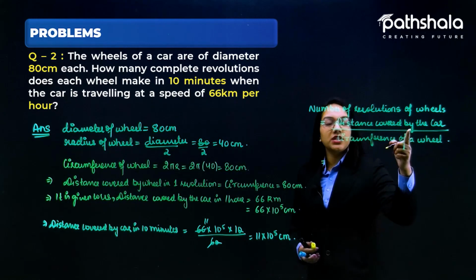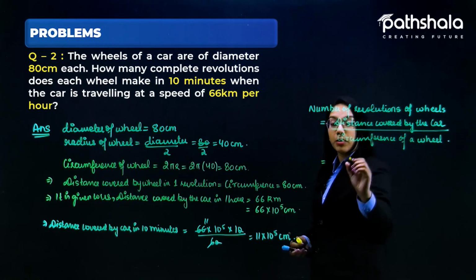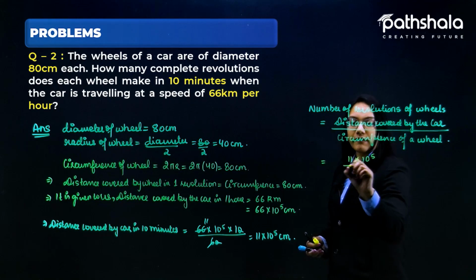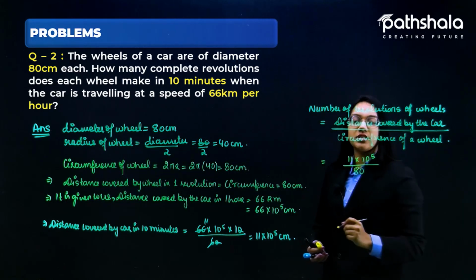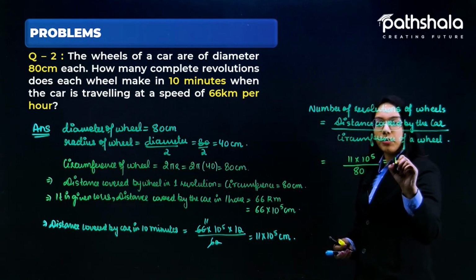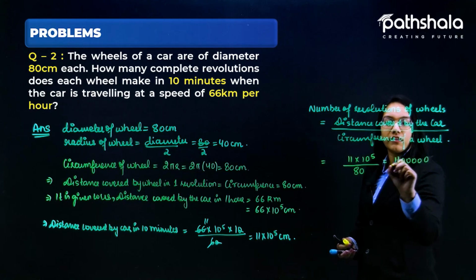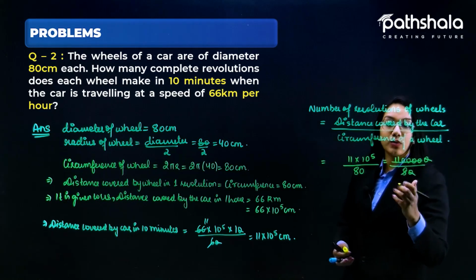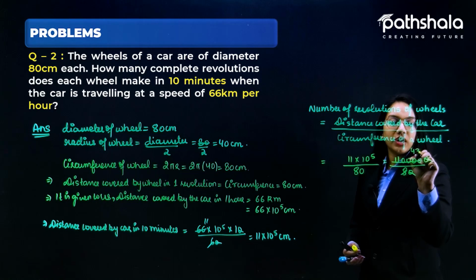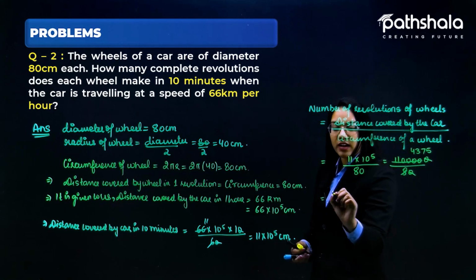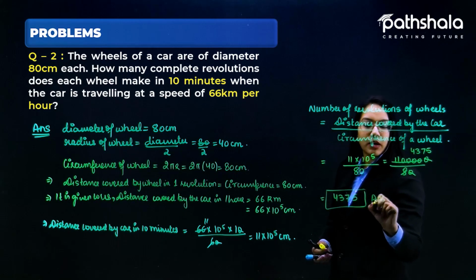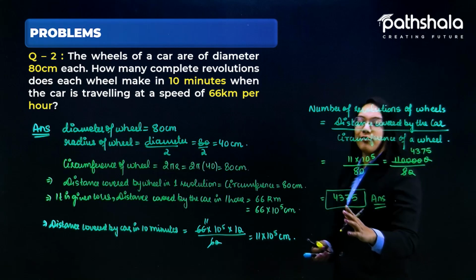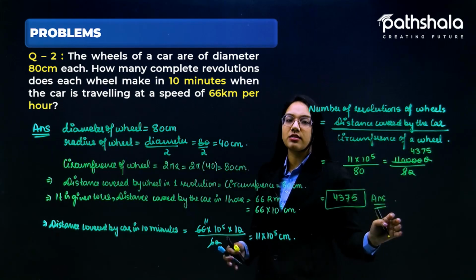As you can see, the distance covered by the car is 11 into 10 raised to the power 5 that we have calculated, and the circumference of the wheel is equal to 80. So this would be 11 into 10 raised to the power 5 divided by 80. When you cancel all these values with each other, you get the answer 4375. So the number of revolutions taken by the wheels is 4375, and this is the answer for question number 2.